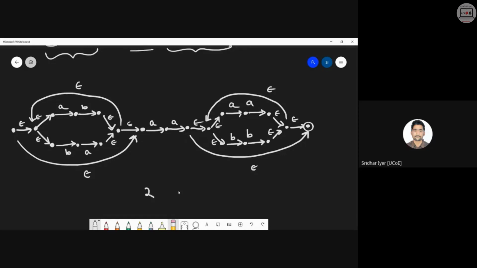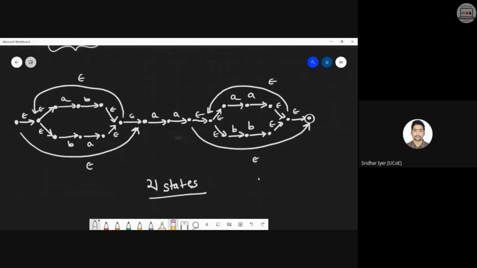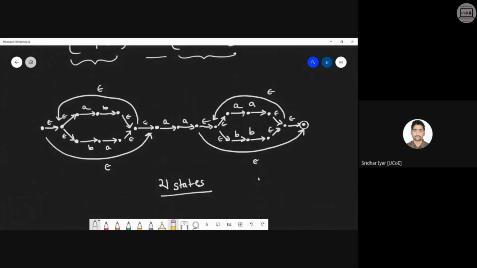The next few problems will involve even more number of states. So be prepared mentally. This is having 21 states. Obviously, we are going to learn how to convert, how to minimize such an NFA with epsilon into NFA without epsilon. But that is a section which we are going to cover later.